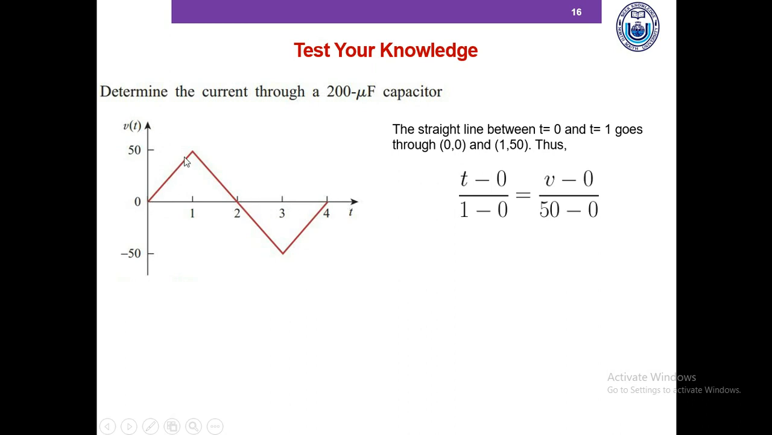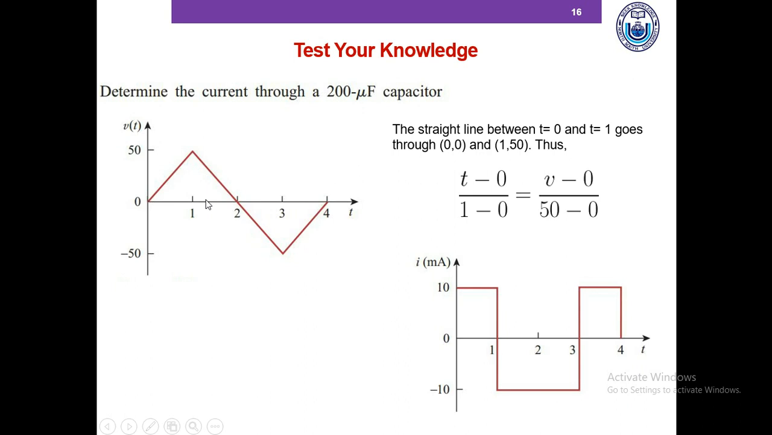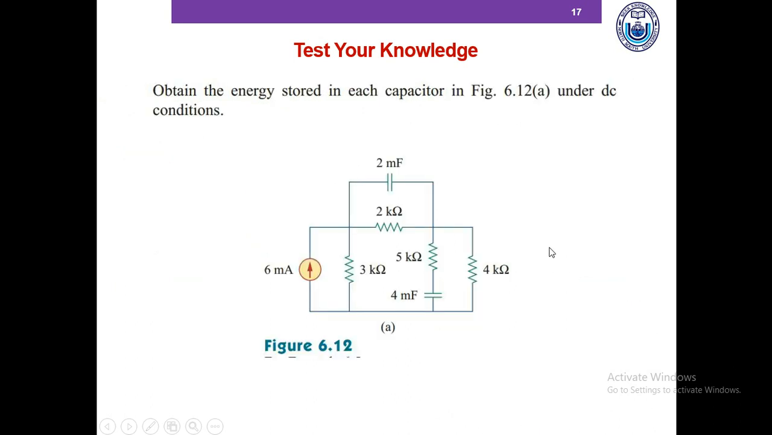The first straight line that exists from 0 to 1 goes from 0, 0, and 150, so we can determine its equation. And then if we differentiate it with respect to time, we get the current. Similarly, we do the exact same thing for the straight lines that exist between 1 to 3 seconds and 3 to 4 seconds. So we have two more equations. If we differentiate them with respect to time, we end up with the current. And if we plot this, this is the final output. So here's another problem. Please pause this video and try to solve this problem, and then we'll match our answers.